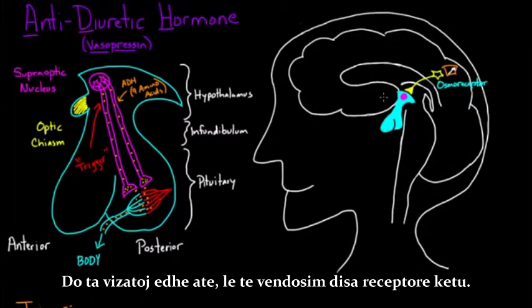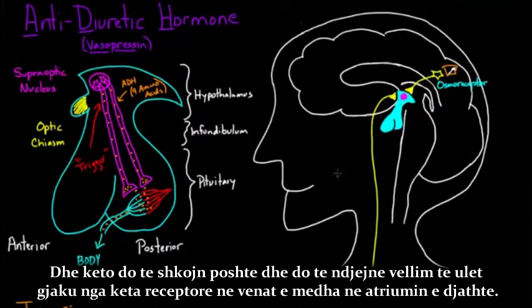And actually, I can draw that in as well. So let's put in, let's say, a little receptor here. And now these are going to go down and sense low volume from those receptors in the large veins in the right atrium.